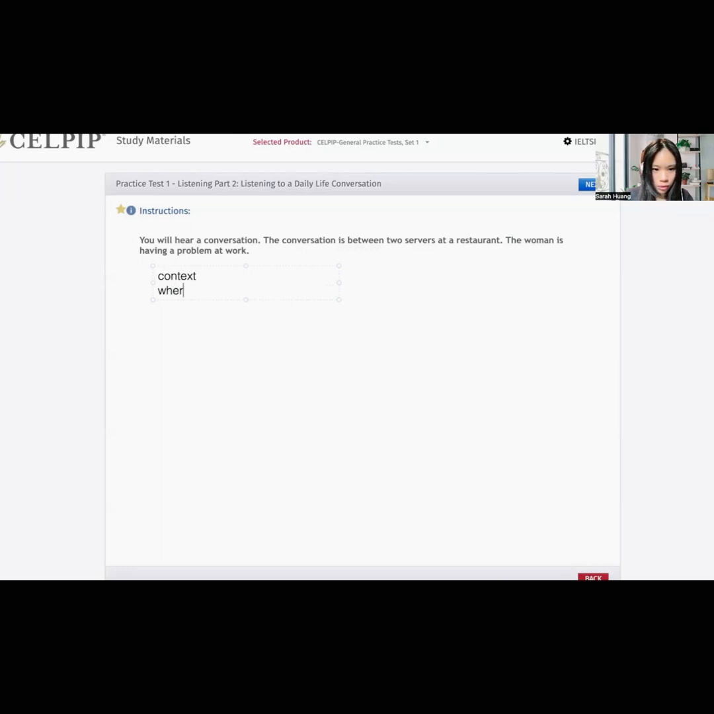Where is it? Restaurant. Between two co-workers, two servers at work. The keyword is right here. Problem at work. So we know who? Co-workers. Between co-workers. So now we can guess. Okay, one person is having a problem. One person is probably comforting her or him.